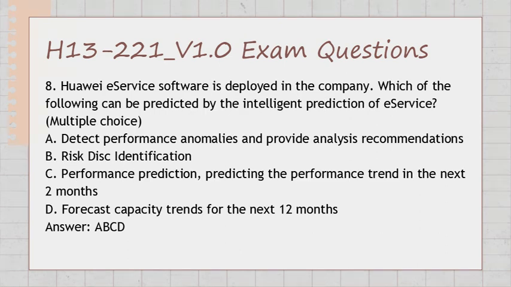8. Huawei eService software is deployed in the company. Which of the following can be predicted by the intelligent prediction of eService? Multiple choice. A. Detect performance anomalies and provide analysis recommendations. B. Risk disk identification. C. Performance prediction: predicting the performance trend in the next 2 months. D. Forecast capacity trends for the next 12 months. Answer: A, B, C, D.